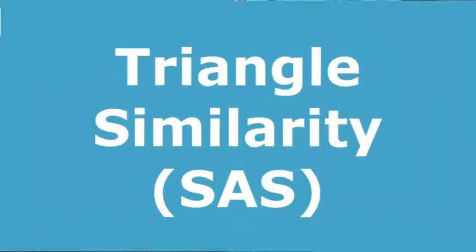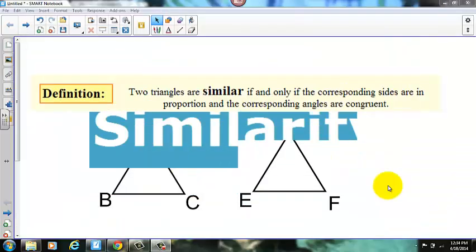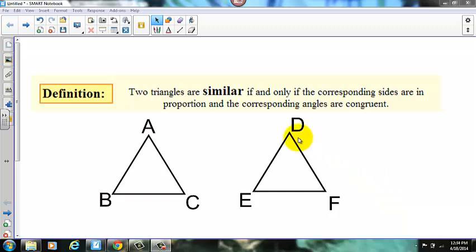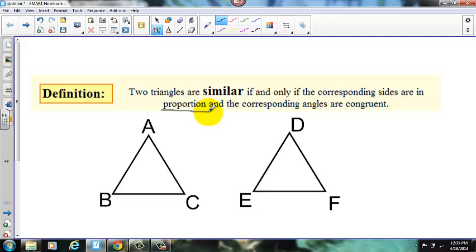Today we are going to be dealing with the definition of similar triangles. Two triangles are similar if and only if the corresponding sides are in proportion and the corresponding angles are congruent. Now this is different than triangle congruency, because in triangle congruency the sides have to be exactly the same, but when they're similar the sides only have to be in proportion.